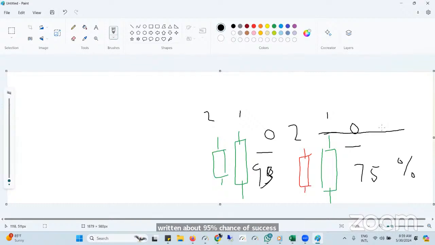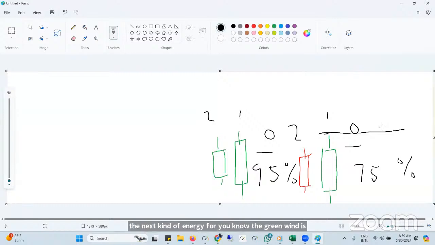I have to write 5. Forgive me, I'm using my hand on my screen, so 95% chance of success. It means the next candle I just drew for you, the green, is stronger than the other one, right? So if you see this one on the screen, you can actually use it also to make money. I've given you 2. The opposite is true for this one.